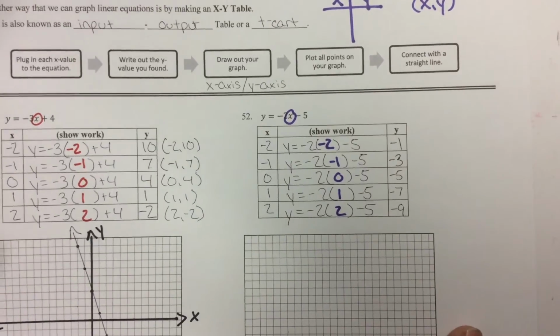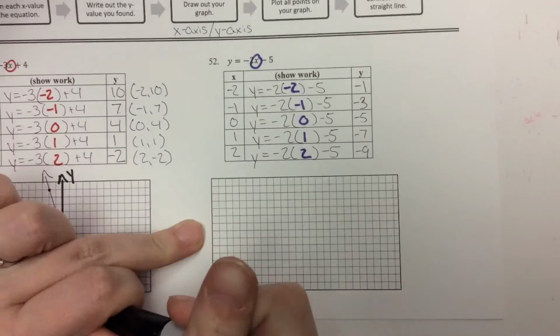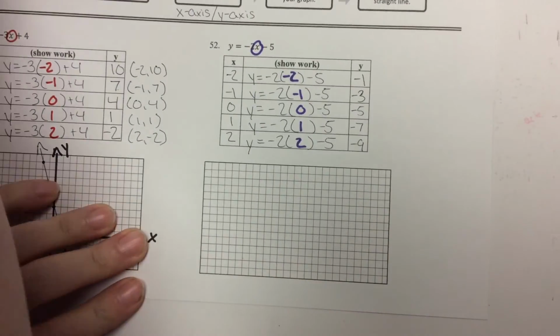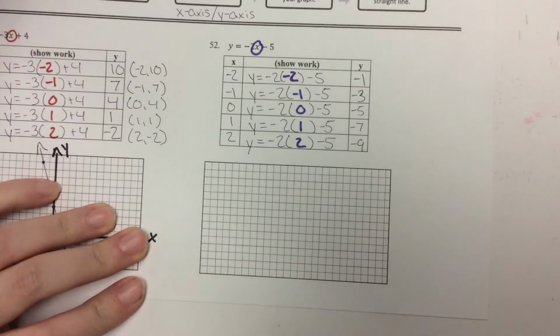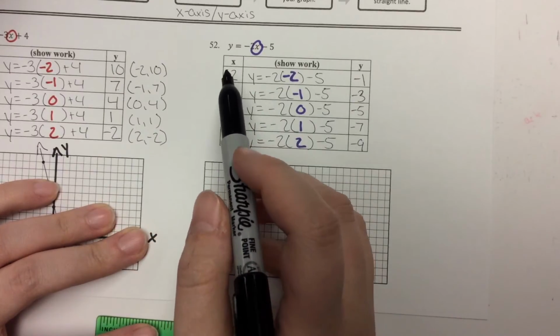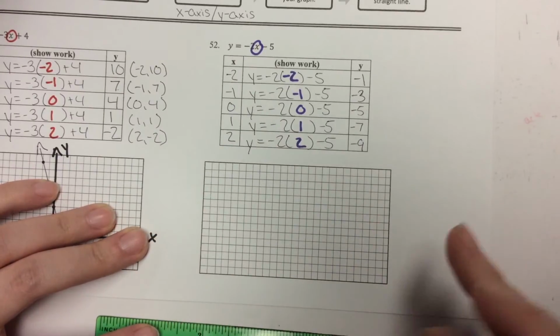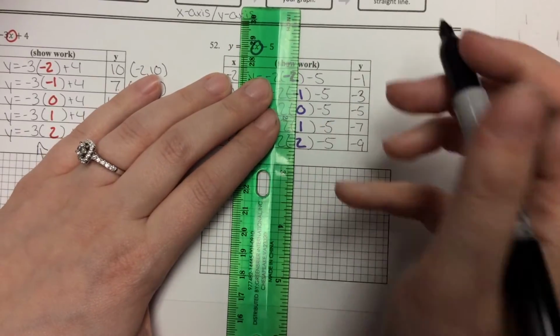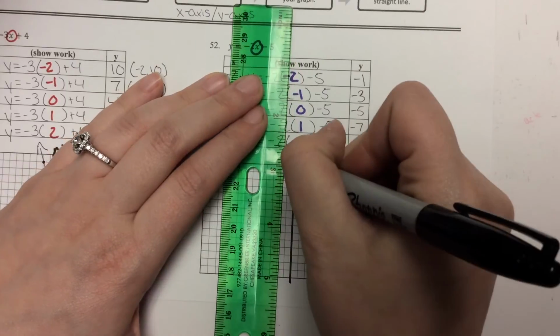Okay, so now we need to once again create our graph. We need an X and Y axis so that we can plot our points, plot our ordered pairs. So let's think about this once again. We're using the same numbers for our X values and they're right around the origin, so our Y axis can go just right down the center. Don't move it to the left or right any, just leave it right here.